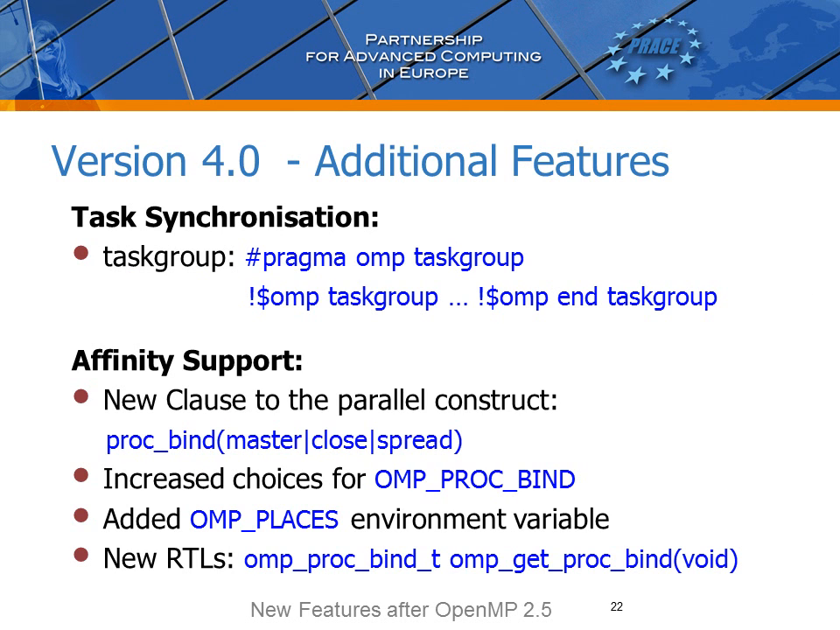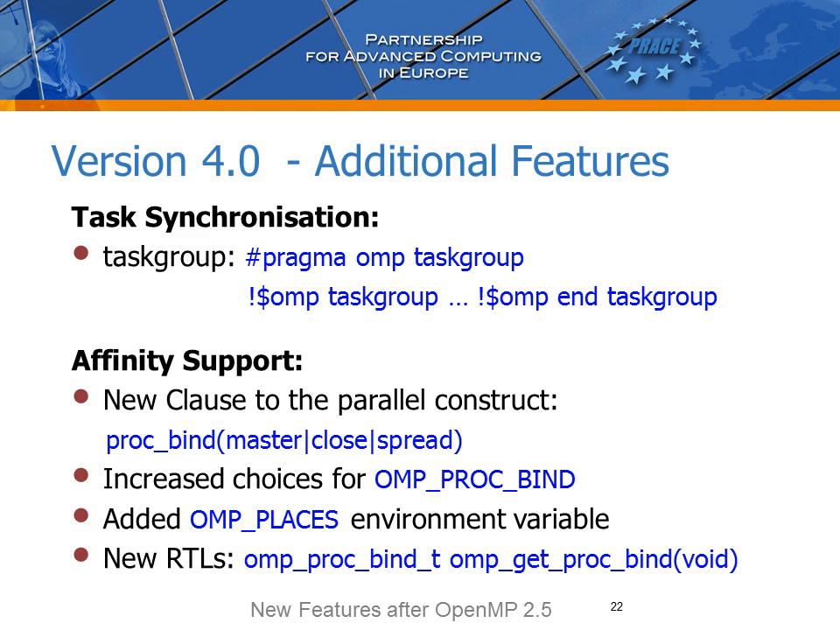Version 4.0 adds the taskgroup construct to support simpler task synchronization. It has a similar effect to the taskwait construct. The current task is suspended until all child tasks generated in the region complete execution.